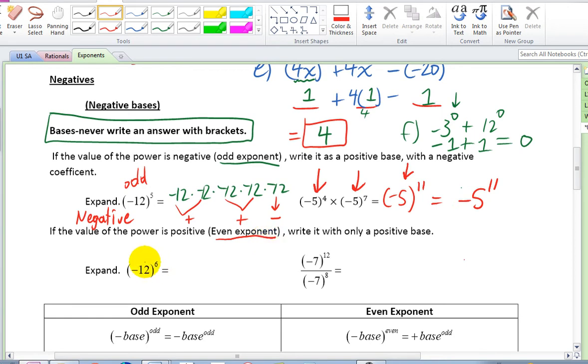So right here we have negative 12 to the exponent 6. What would we write as our final answer? Positive 12 exponent 6. Okay? So when we drop our brackets, we know because we have an even exponent, our final answer must be positive. Okay. So don't start looking at it here. You want to simplify it first.